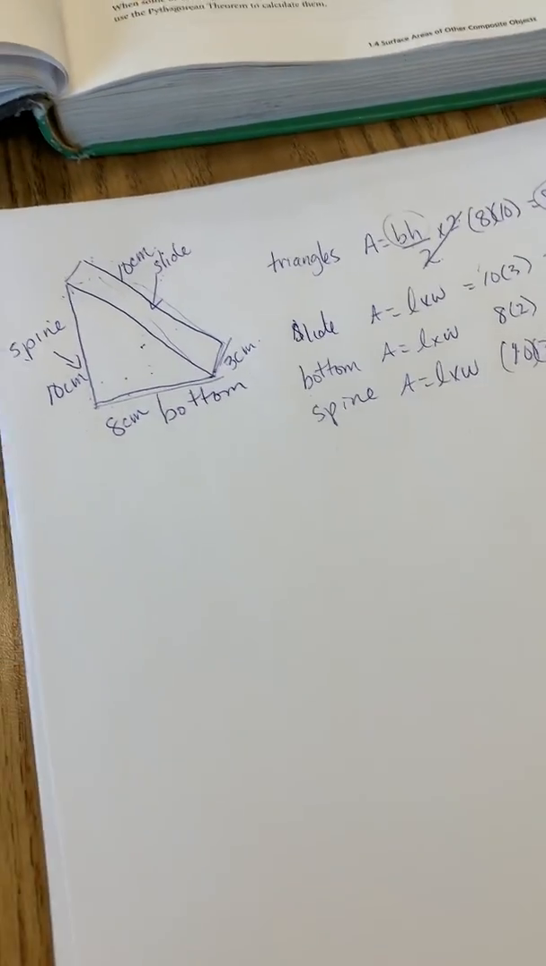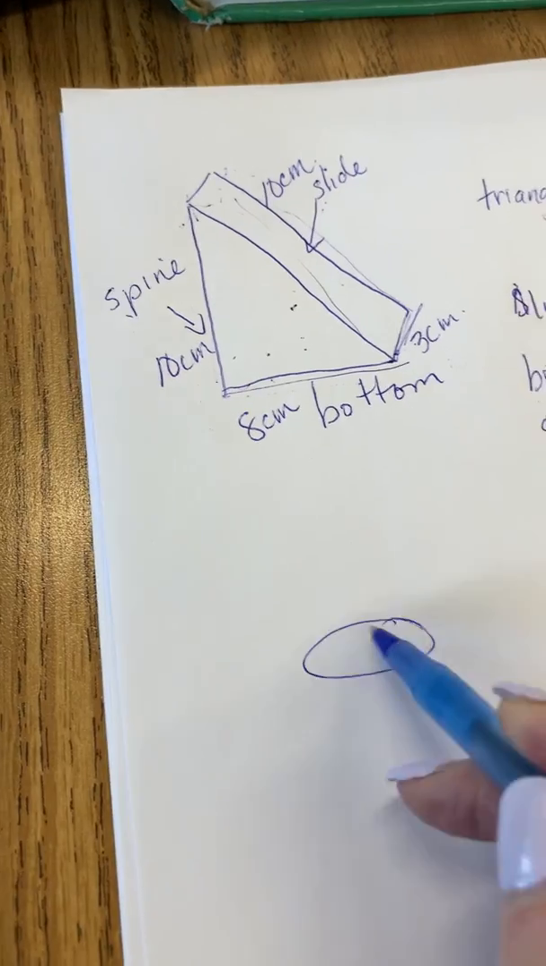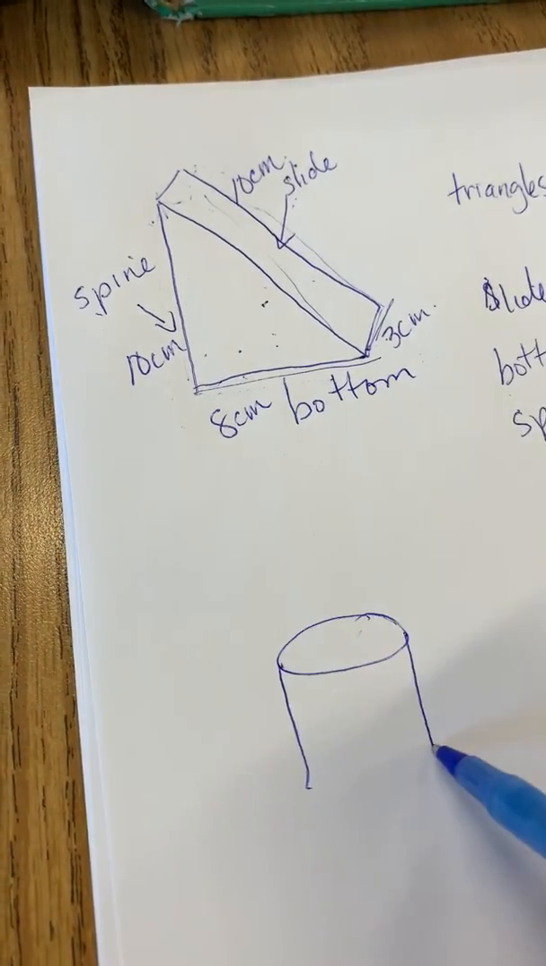Okay, so that's just the review of how we find the total surface area of a triangular prism. And now we're going to move on. We're going to do one other shape that we talked about, and that is a cylinder.